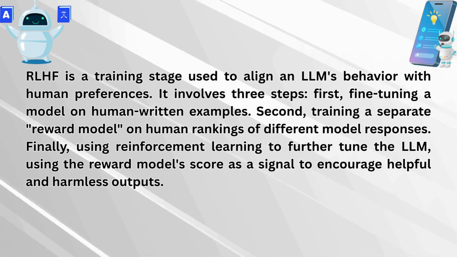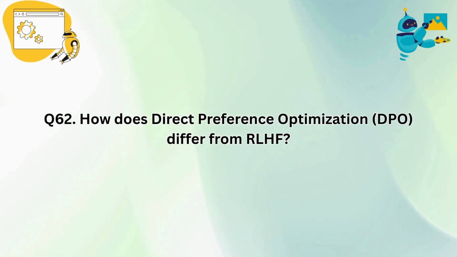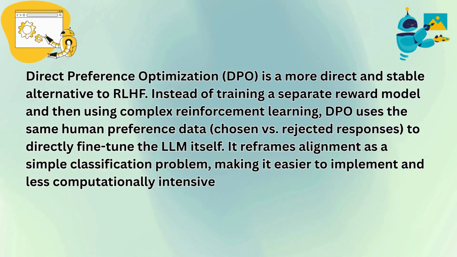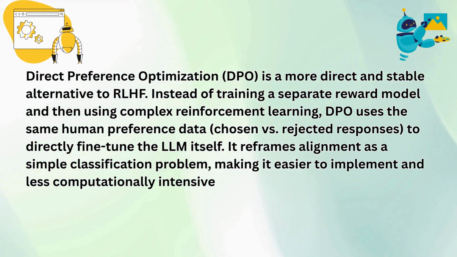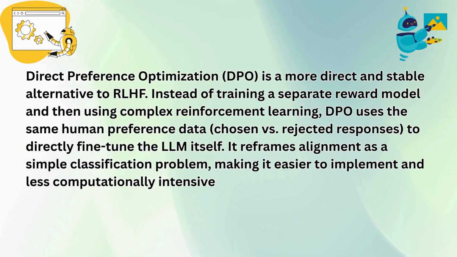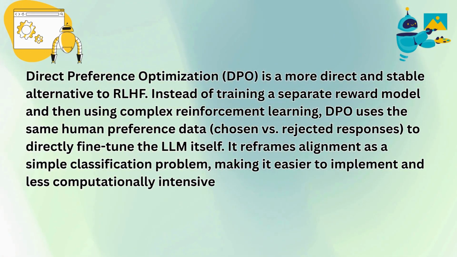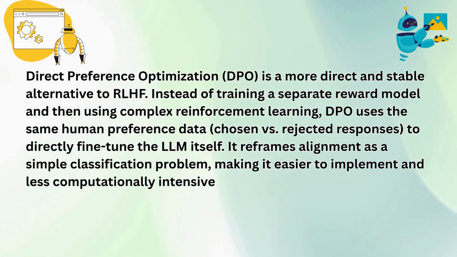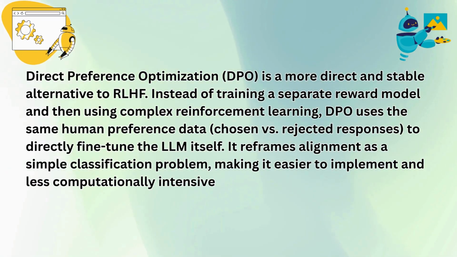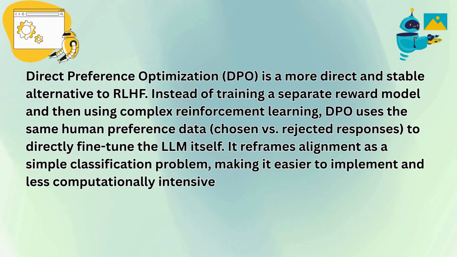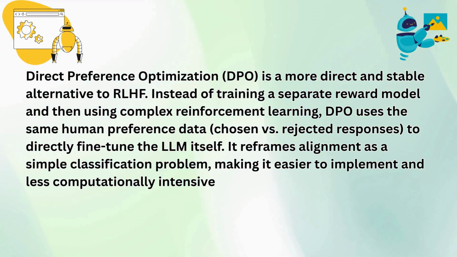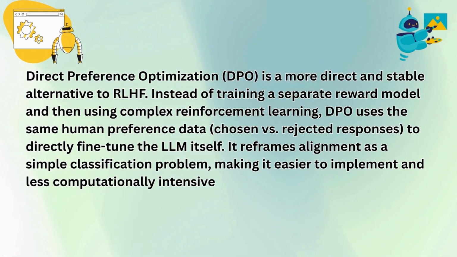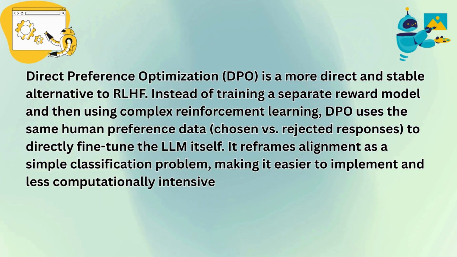and harmless outputs. How does direct preference optimization, DPO, differ from RLHF? Direct preference optimization, DPO, is a more direct and stable alternative to RLHF. Instead of training a separate reward model and then using complex reinforcement learning, DPO uses the same human preference data, chosen versus rejected responses, to directly fine-tune the LLM itself. It reframes alignment as a simple classification problem, making it easier to implement and less computationally intensive.